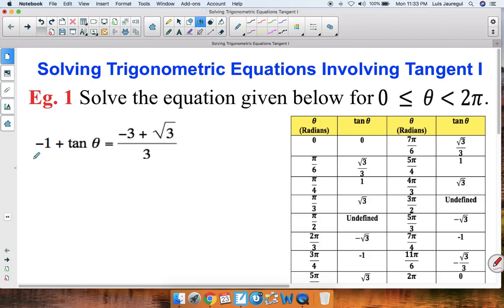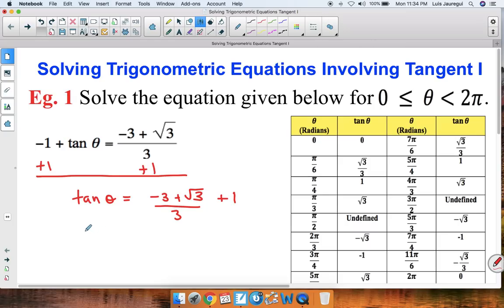We have the equation -1 plus tangent of theta is equal to (-3 plus the square root of 3) all over 3. The first step to solve this equation is to isolate the tangent. To do so, let's add 1 to both sides of the equation. Now our new equation becomes tangent of theta is equal to (-3 plus the square root of 3) all over 3 plus 1.